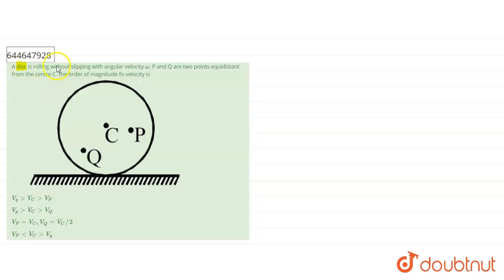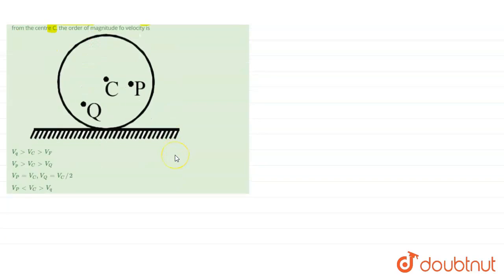Hello students, our question is given as a disk is rolling. Disk is given, it is rolling without slipping with angular velocity omega. P and Q are 2 points equidistant from the center C. Order of the magnitude for velocities is given. Here 4 options are given.